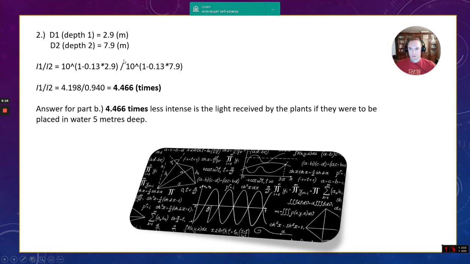So we kind of need to get a simple equation. We're going to take the first light intensity and the second light intensity to find out how much bigger or less one is than the other. We just need to divide them. So we're going to divide the first one over the second one, and we're going to get this nice equation. Again, too long to read, but let's do that: 10 to the power of 1 minus 0.13 multiplied by 2.9, divided by 10 to the power of 1 minus 0.13 multiplied by 7.9. So we're going to get these nice equations.